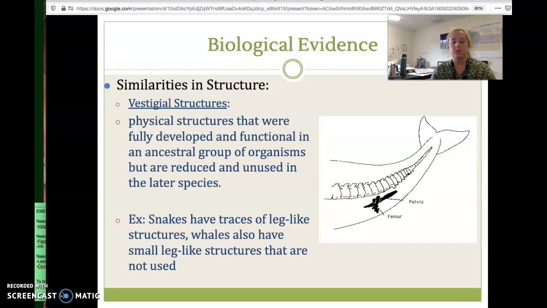So vestigial structures, in the organism that we're seeing today, the structure is reduced and unused, but in our ancestral group, it was fully developed and functional. So it's something that we have evolved not to use anymore, and then we can see it in many species. Our examples here are snakes and whales, but we even have them in humans as well.